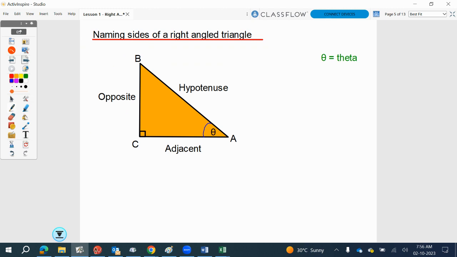But once we reference one angle on the triangle, then we need to reference what the sides are in relation to that angle. So this side here lies opposite the angle, and the other side lies adjacent to the angle. So this is how we name them. Let's have a go at the naming terminology.